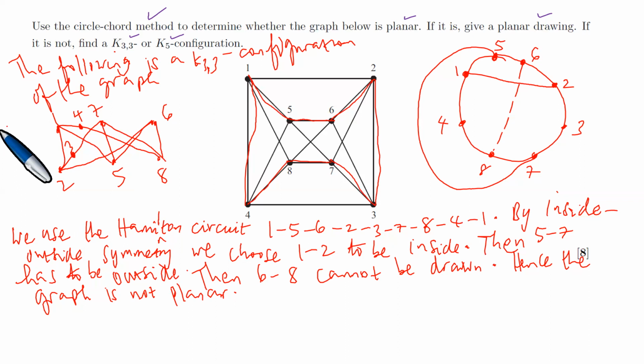Because we're speaking about a K33 configuration, you start saying, 1 goes to 5, then 5 goes to 6. You put this one. And then from 6, you need to go to 2. And then from 2, you go to 3, like that. And then from 3, you must go to 7.